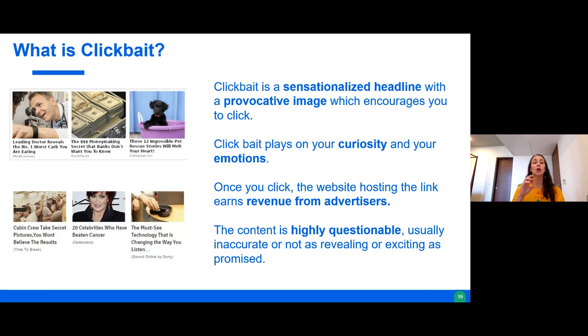A lot of people put articles up and drive traction to a different website to earn money from advertisers, and make sure that they can say, oh, my website is visited by 12 million people every day, so you should advertise with me. Oftentimes, as I mentioned, the content is very questionable or not nearly as exciting as it seems like it should be when you read the headline.